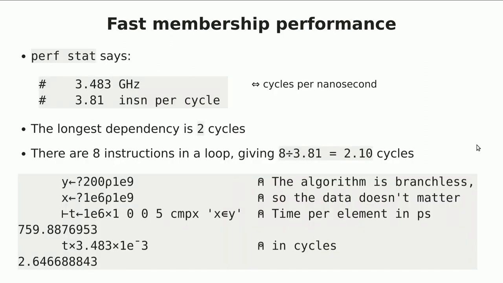So, finally, if I actually measure the performance here, perf is this nice Linux tool that tells me how a running program is performing, and it says my CPU is running at not quite 3.5 gigahertz. I want that 0.5% of my money back. And it's also executing the maximum an x86 CPU can possibly do, which is four instructions in a cycle, and it's nearly hitting that. So I showed our longest dependency would be two cycles. If you look at, we have eight instructions and 3.81 instructions per cycle, so that would be 2.10. And the actual performance, if you look, well under a nanosecond, 2.7-ish cycles. So even if your CPU runs at 2.7 gigahertz, you can probably still get sub-nanosecond performance with this.